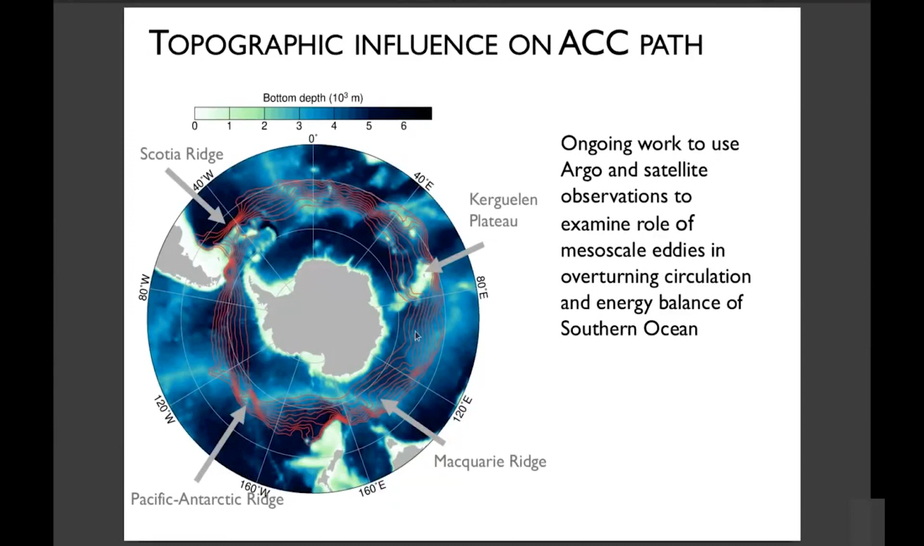And so ongoing work in my group is to use Argo observations and satellite observations to examine the role of mesoscale eddies in the overturning circulation directly from observations, as well as looking at mesoscale eddy kinetic energy in the Southern Ocean and globally.